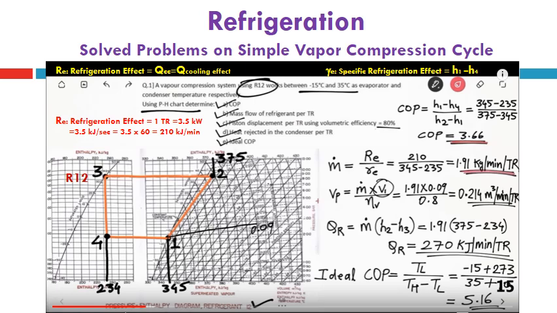M dot refrigerant, the second requirement in part B, equals the cooling effect divided by the specific cooling effect. The cooling effect here is 210 kilojoule per minute divided by the delta H, which is equal to 345 minus 235. We can get that the mass flow rate of the refrigerant equals 1.91 kilojoule per minute per ton.